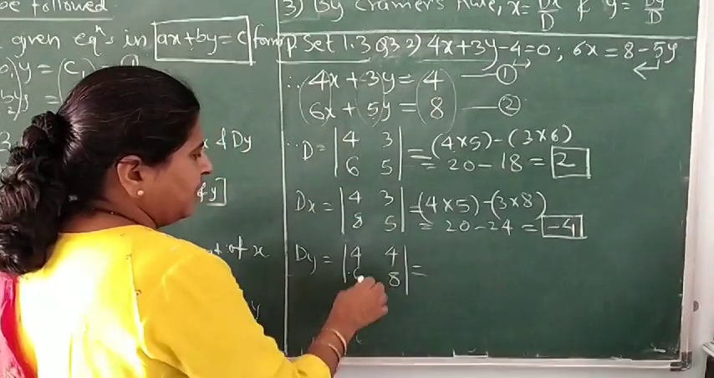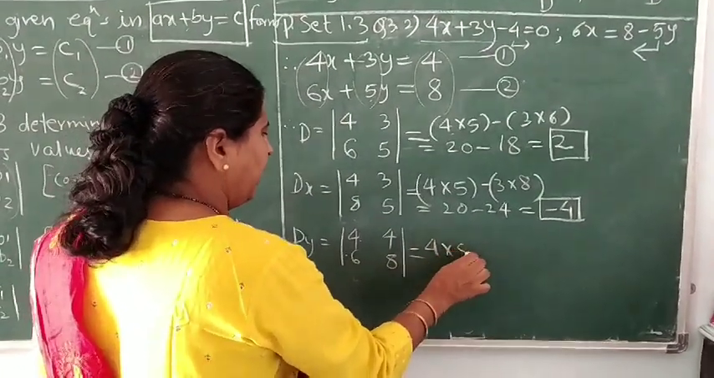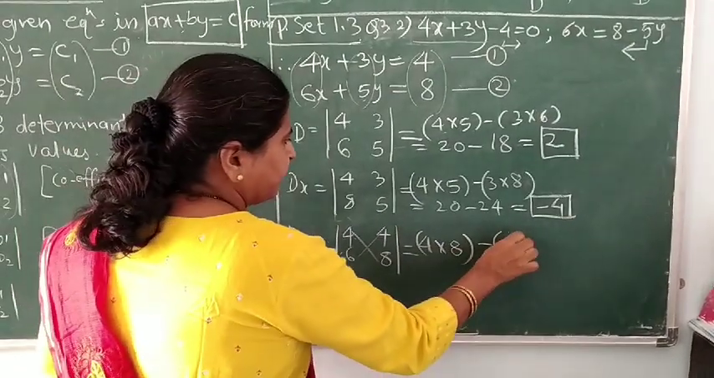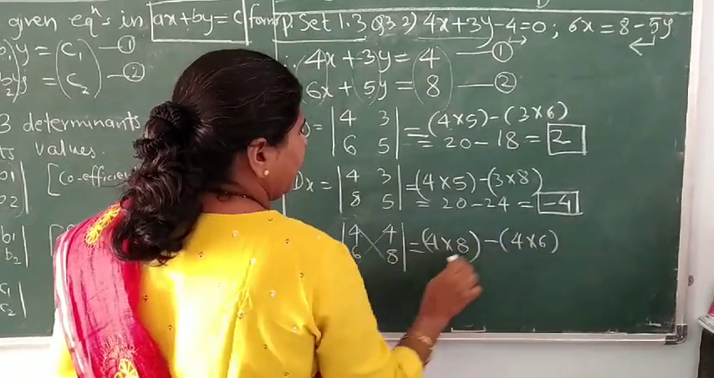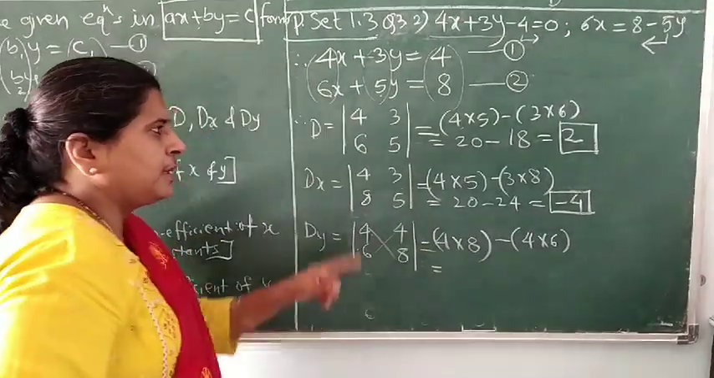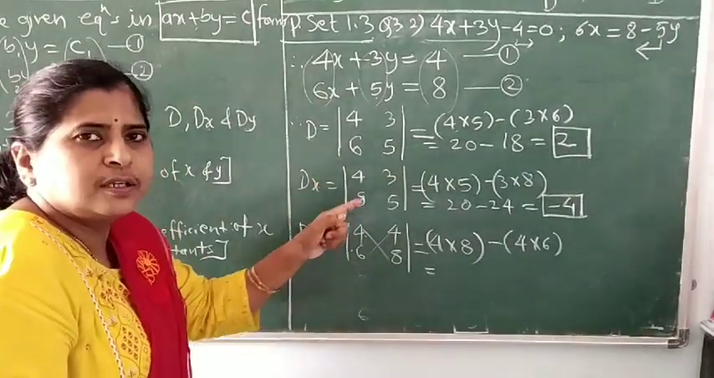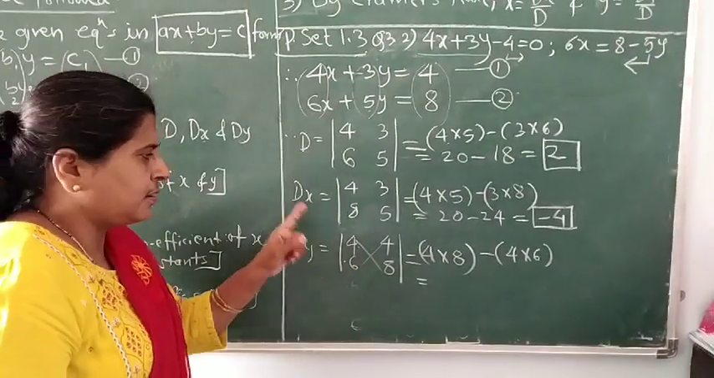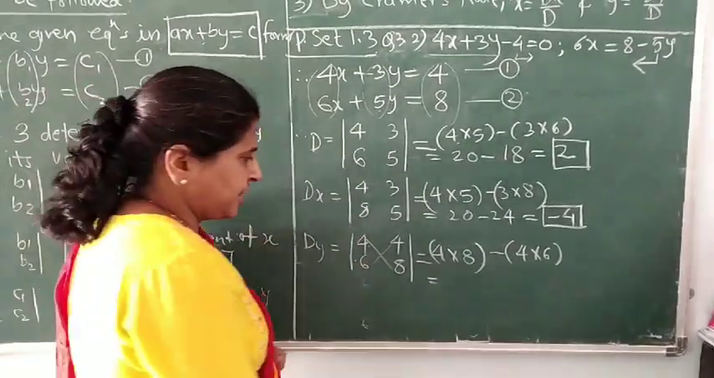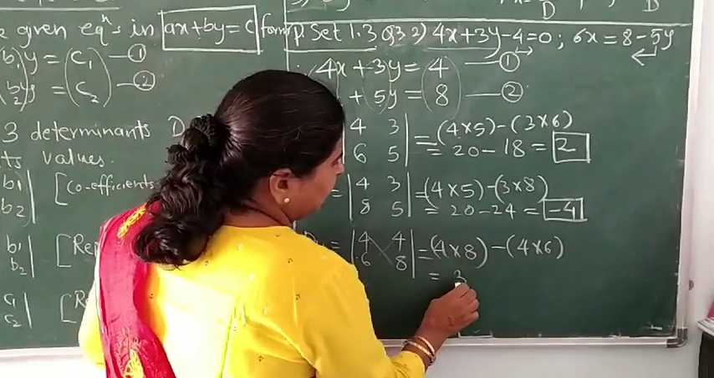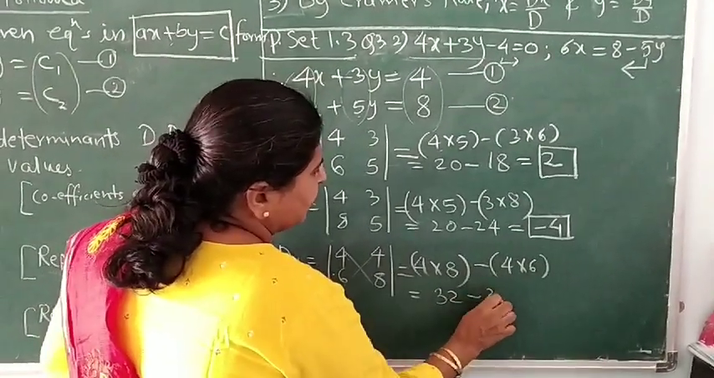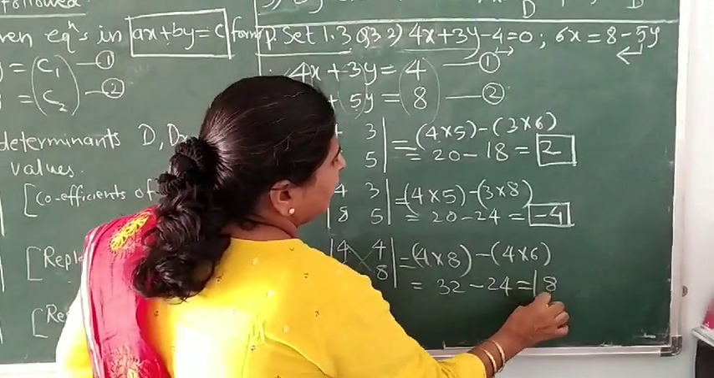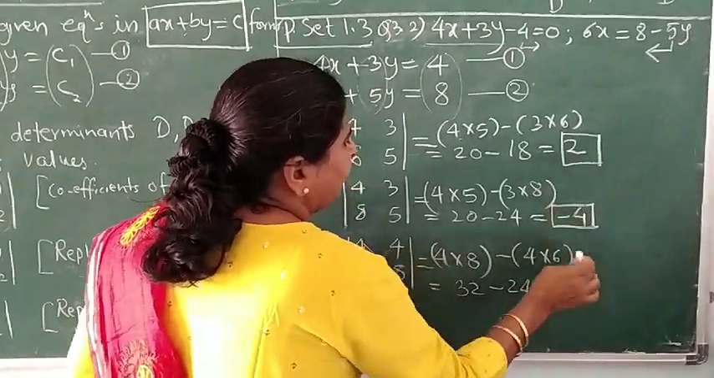Now here 4 into 8 minus this and this, 4 into 6. Okay. How to find the value of a determinant we have seen in the previous video. If you have not watched it, its link is given in the description. Please watch it. So 4 8s are 32 minus 4 6s are 24, and the subtraction will be 8. Okay. So these are the three values of the three required determinants.